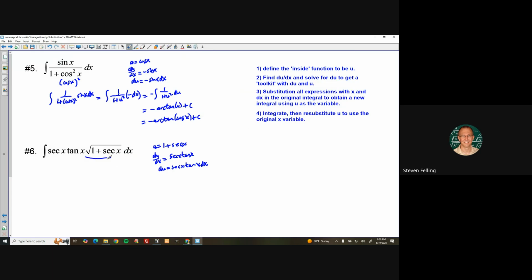And that means this part can be rewritten as the square root of u, which is u to the 1/2. Then we have a secant tangent times dx. So all the rest of this together is just du. And that means the antiderivative is, add 1 and you get u to the 3/2 divided by 3/2 plus c, which is equivalent to 1 over 3/2, which is 2/3, times u. The u is 1 plus secant of x, for the 3/2 power, plus a c, and then we're done.